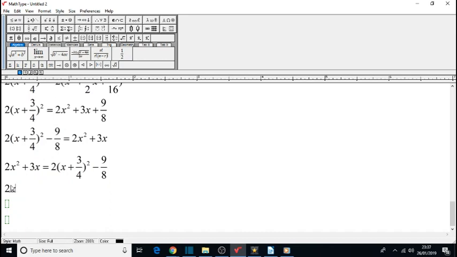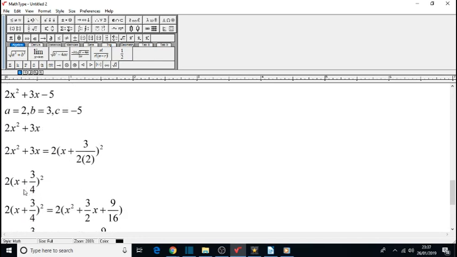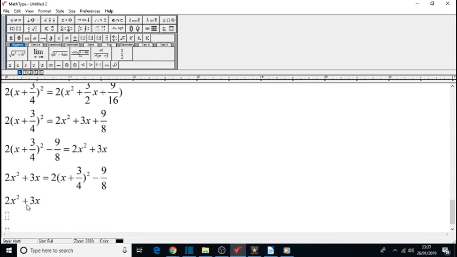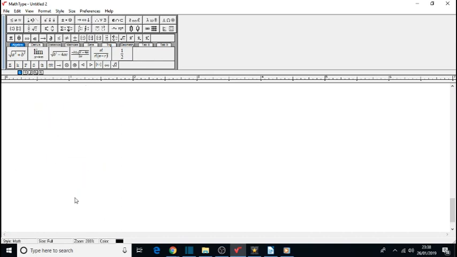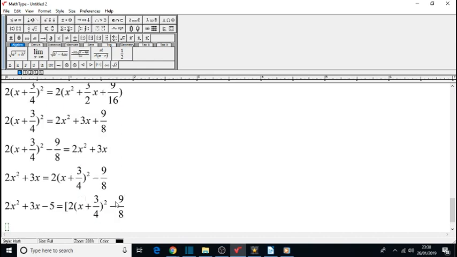2x² + 3x - 5, and then we're going to do the big brackets. 2(x + 3/4)² minus 9/8 minus 5.